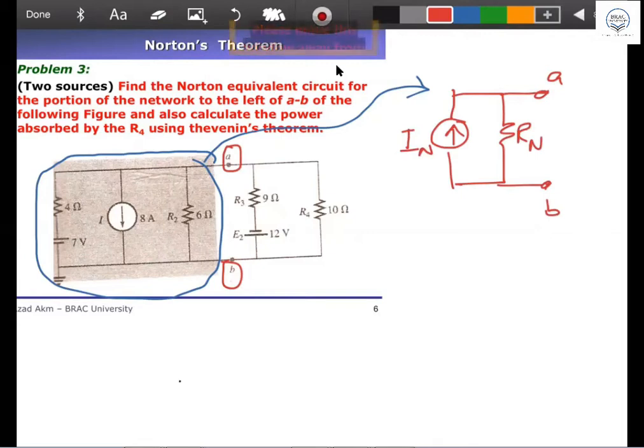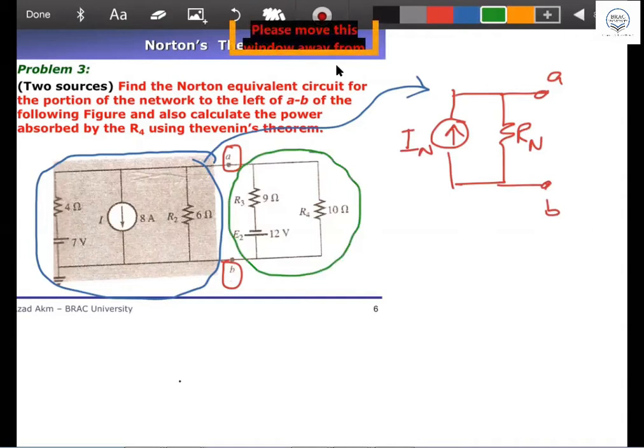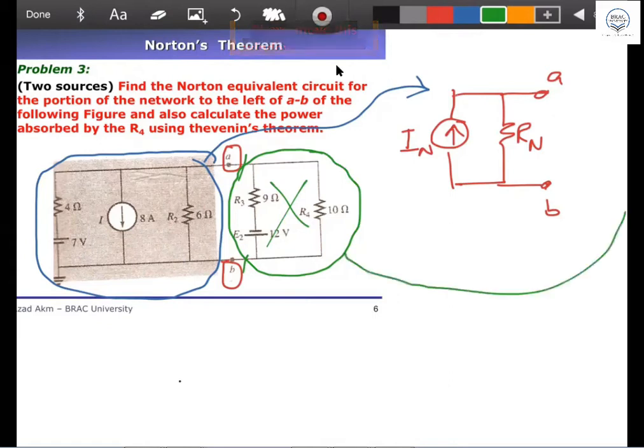And this part, the right-hand part of the network, they didn't ask to do anything. Forget about that part. You can just cut it here and take it away. Just like in Norton or Thevenin, when we take out RL, that way you have to take it out. Only the shaded part, the Norton equivalent, we are finding. After that, the green circuit will be added here at the AB terminal. That's it. Do you understand what I'm talking about?